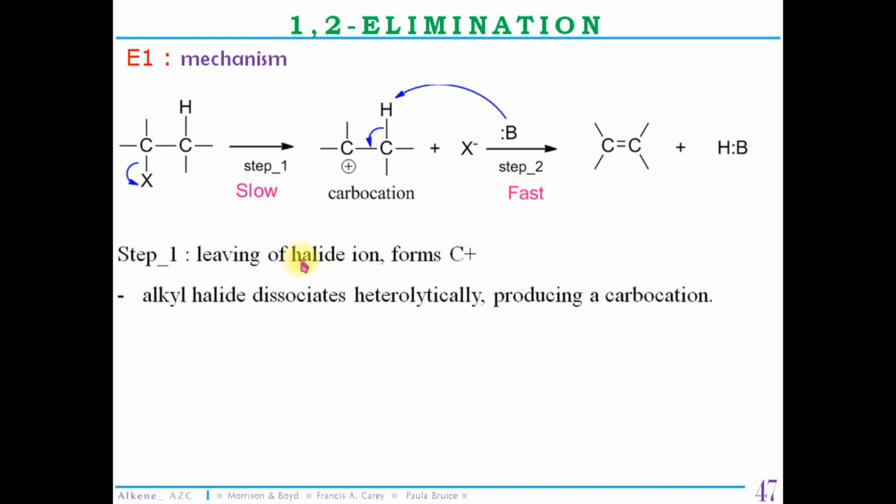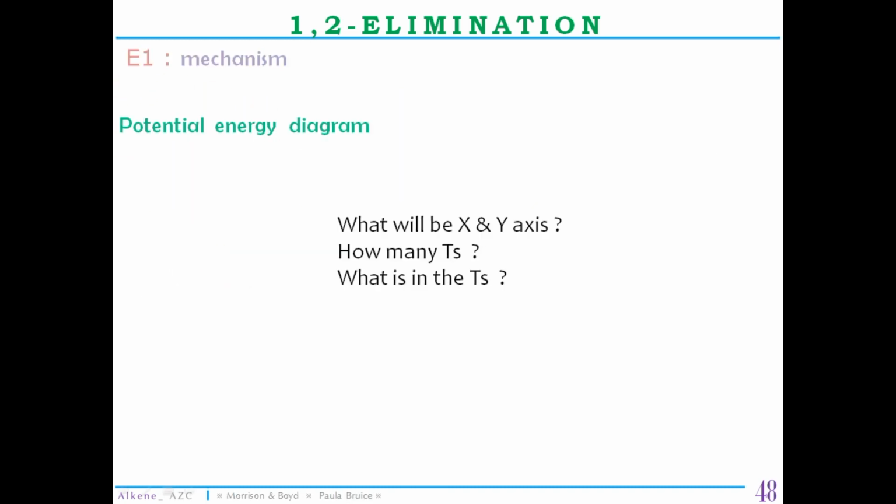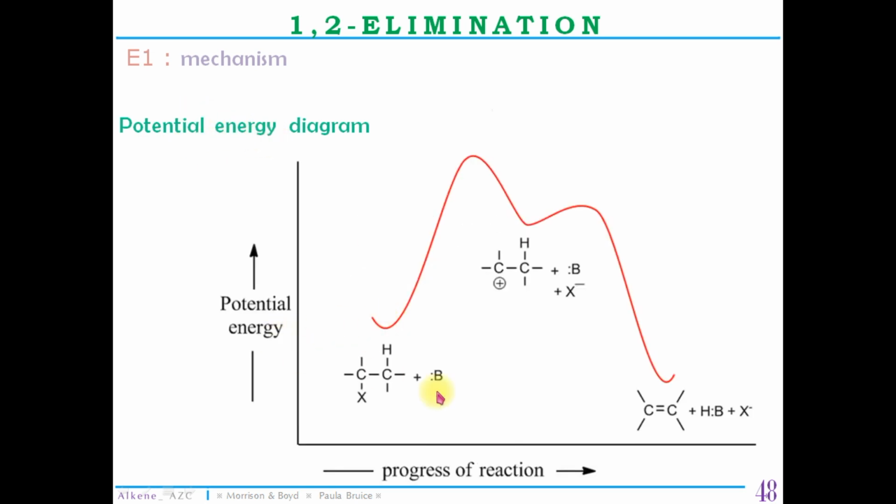In the first step, the halide ion leaves and the carbocation forms. In the second step, the beta hydrogen is abstracted by the base and the alkene forms. As the slower step is the rate limiting step, here it involves only one substrate, that is alkyl halide. Now how will we draw the potential energy diagram? We have two steps, so there are two transition states with the carbocation intermediate.